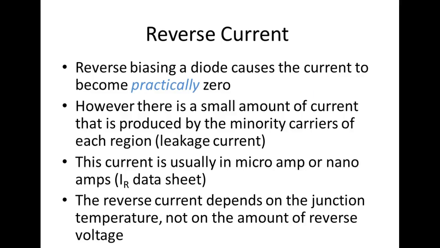Reverse bias of the diode causes the current to come. It doesn't say what. It says practically 0, right? However, there is a small amount of current that is produced by minority carriers in the region. We call this leakage current. This current is usually in micro or nanoamps, and it's IR in your data sheets. This reverse current depends on the junction's temperature, not on the amount of reverse voltage. Everybody understand that?